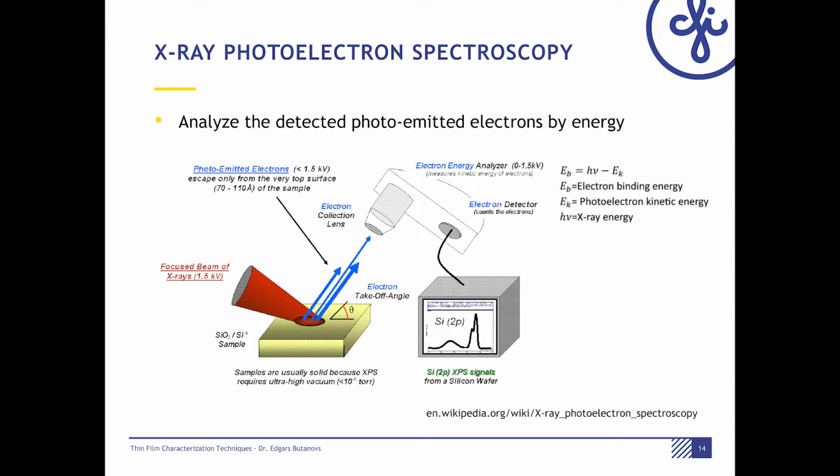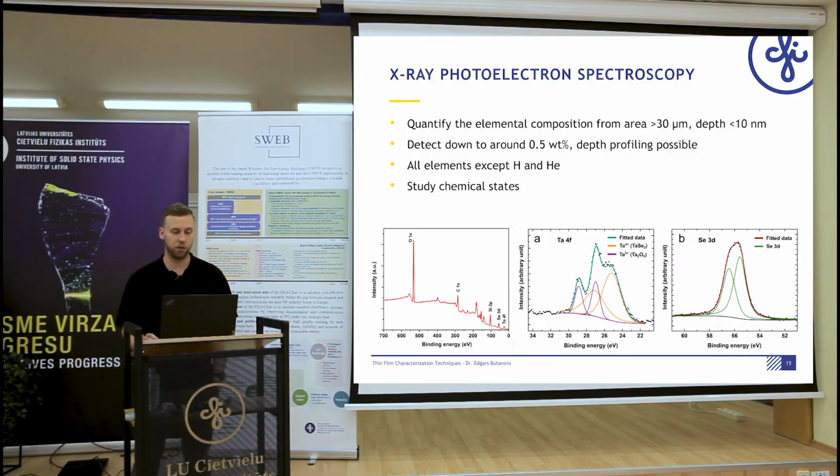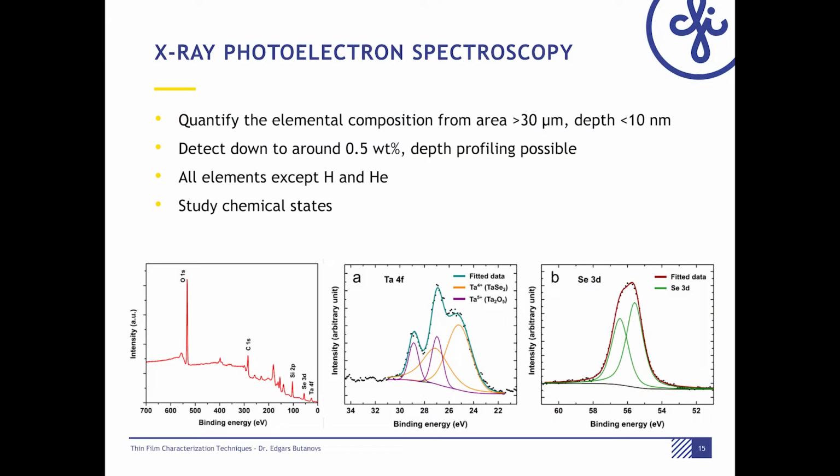Usually the analysis area can be down to even 30 microns. However, the signal depth is usually 10 nanometers, so it's a surface-sensitive technique. In good tools, you can detect down to around 0.5 atomic percent, and depth profiling is possible when using argon milling. And in this method, you can quantify nearly all elements except hydrogen and helium.